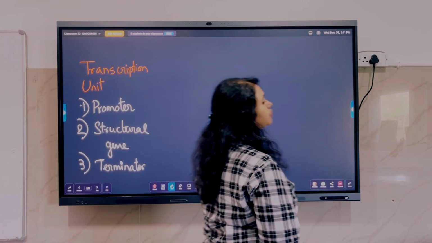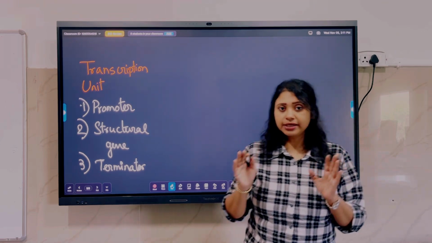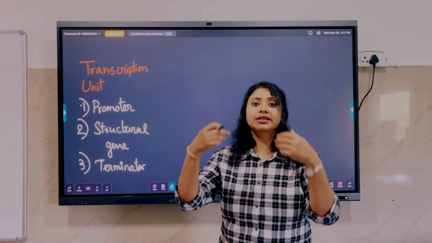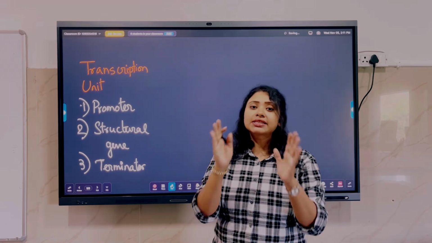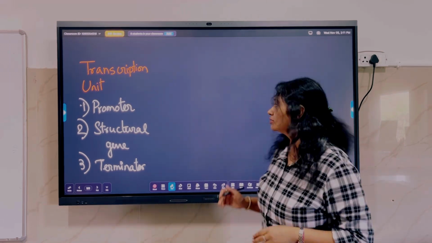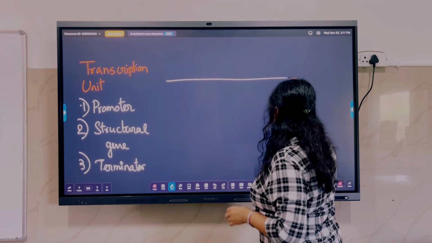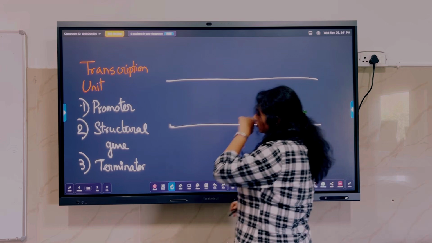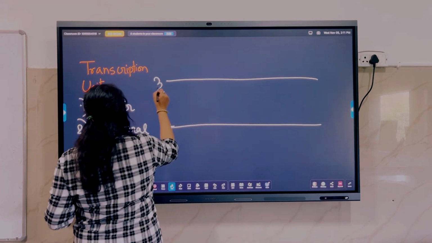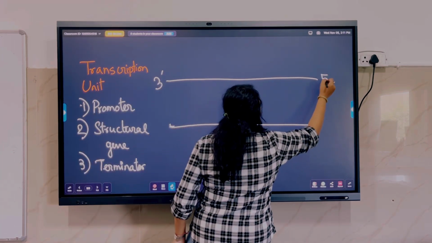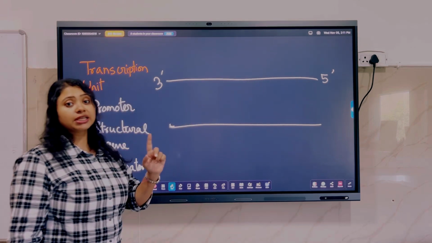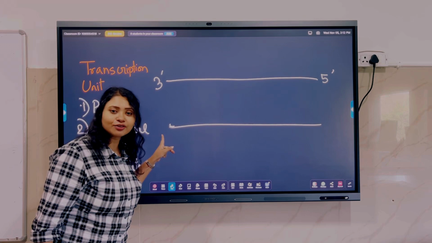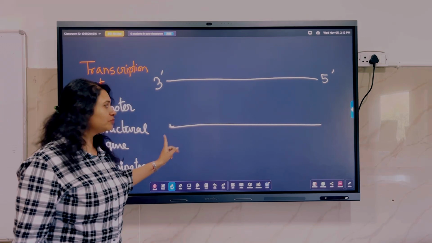So here I am going to draw a double-stranded DNA, but I am going to separate both the strands, so that easily I can show you what exactly happens at the time of transcription. Let me draw separated strands of DNA here. Let me make it very easy. 3' to 5'. We know DNA double strands are anti-parallel, so obviously the polarity of this will be 5' to 3'.